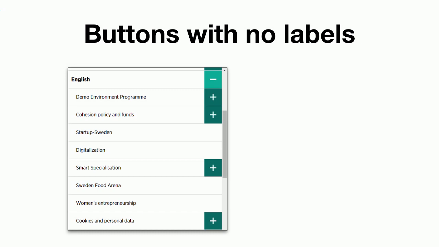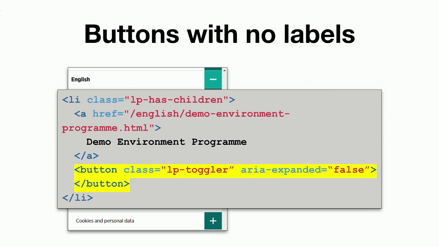This is difficult because when the user finds those buttons with the screen reader, it is going to read "button expanded, button expanded, button expanded." And there is no meaning to this at all. When we look at the code, we can see that there is no label inside this button element, and that's why a screen reader cannot interpret what this means. It knows it's a button, but it doesn't know anything more.